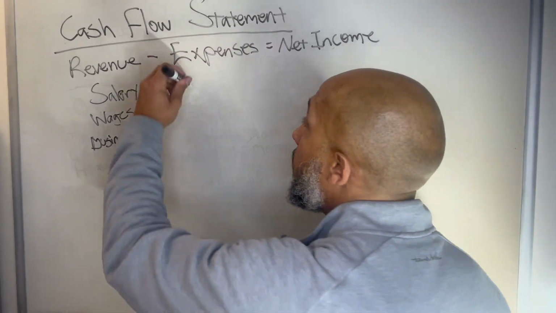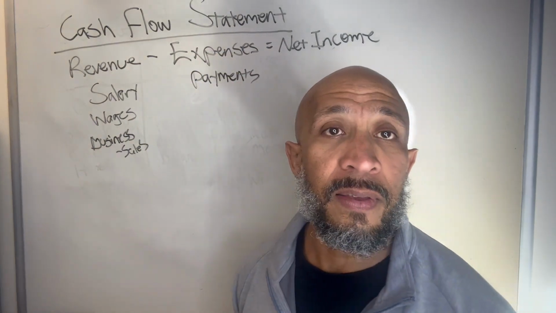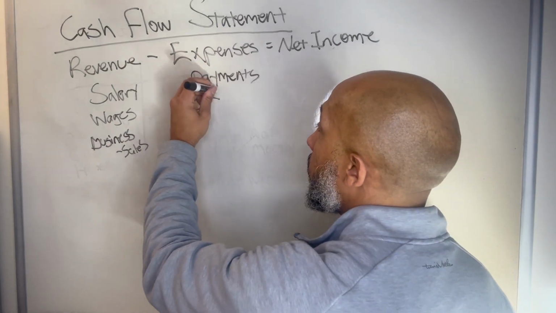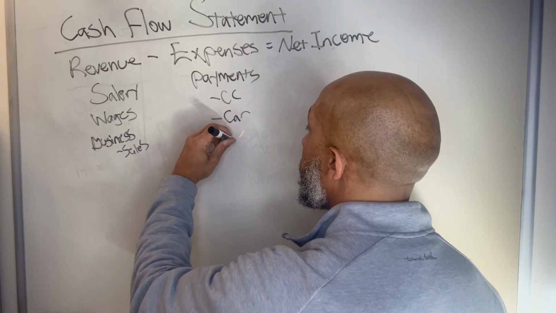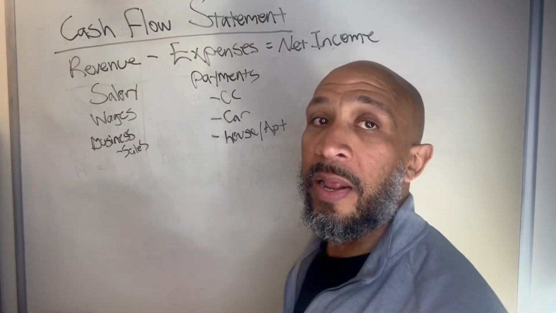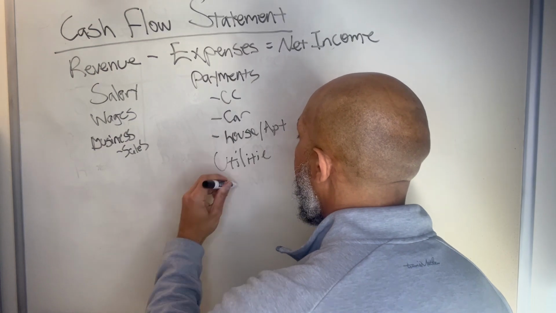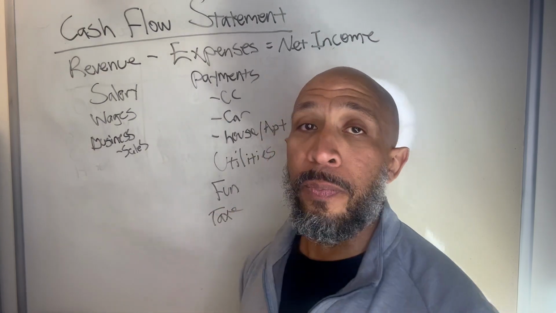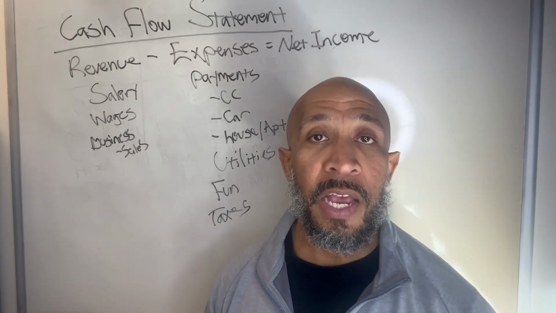Expenses, for example, are any payments that you are making. On the balance sheet, you talk about the total balance of those payments, the balance of the loan or whatever. So what are the payments you're making towards that credit card or the car or the house or apartment that you are renting or paying the mortgage of, utilities? That'll go in as an expense. Any of your fun money, taxes, anything that you're paying out of your account every single month is what goes on a cash flow statement.